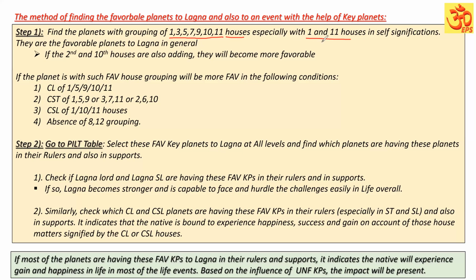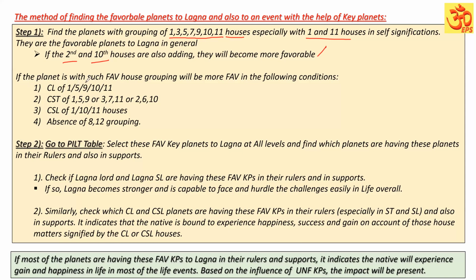Does not mean that the planet should have Lagna and 11th house. If they are present, it is going to be more favorable. If the 2nd house and 10th house are also added, they will become more favorable. I have already given the 10th here, but still 2nd house and 10th house, because 10th house is talking about the status and position. 2nd house is important for financial matters and also family. So if they are also added along with this grouping, then those planets are going to be more favorable to the Lagna.